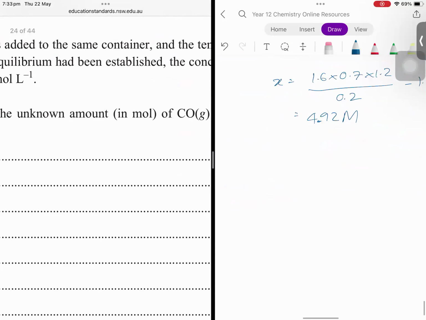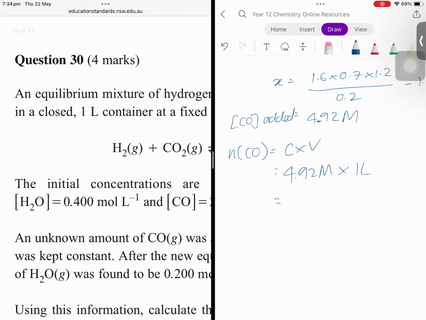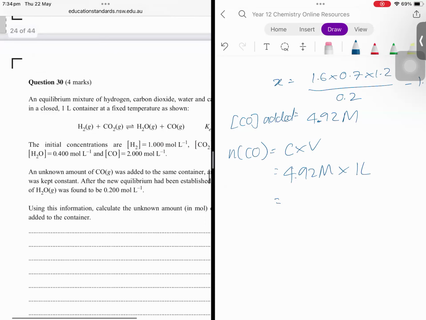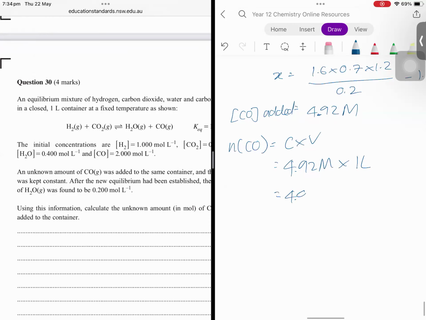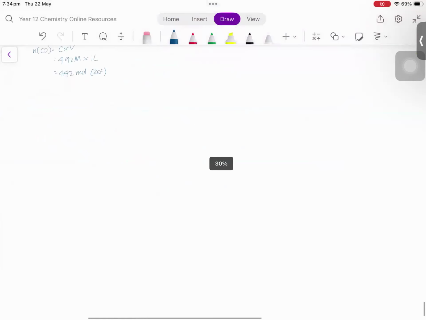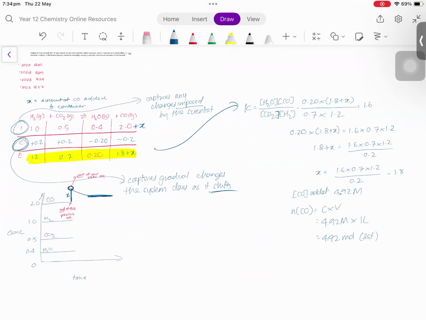So what's our final step? This is the concentration of CO added, which means moles added is, yeah, C is n on V, so n is C times V. So 4.92 molar by the volume in the question, which was 1 liter, so you're just going to end up with the same number. The smallest sig fig that we used was 3, so we're rounding off to 4.92 mole to 3 sig figs. Okay? All right. So your answer is 4.92.